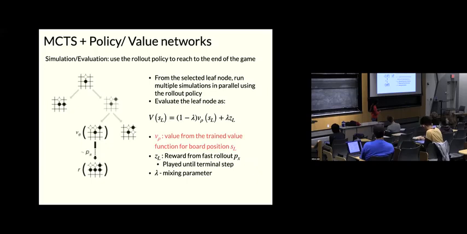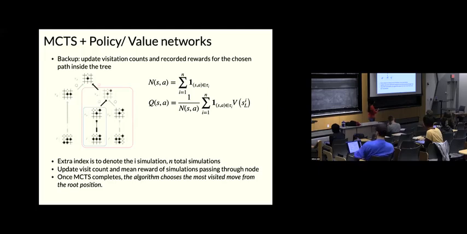We evaluate the leaf node like this. This is the trained value function. This is the reward from the fast rollout that is played at the terminal step. You need to play all the way if you want to get a reward. Okay? And here is the backpropagation. Look, this is exactly what you said. The Q of every state and action that I have taken is a weighted sum of all the trajectories that I've played from the state and action with the values of their terminal leaves. That's the backpropagation.